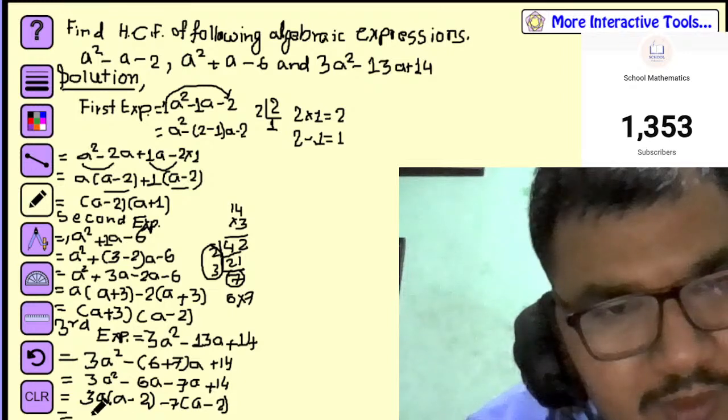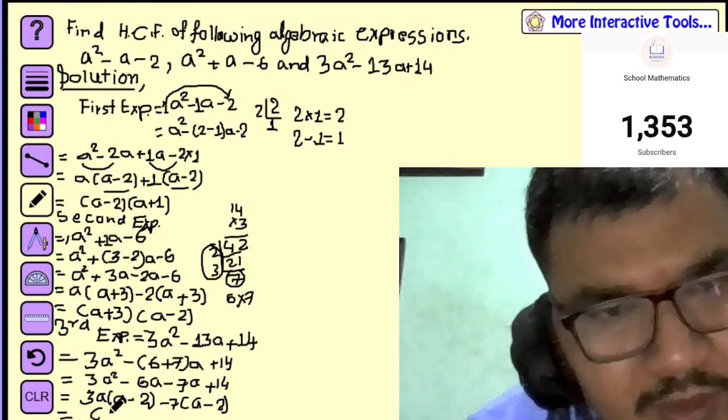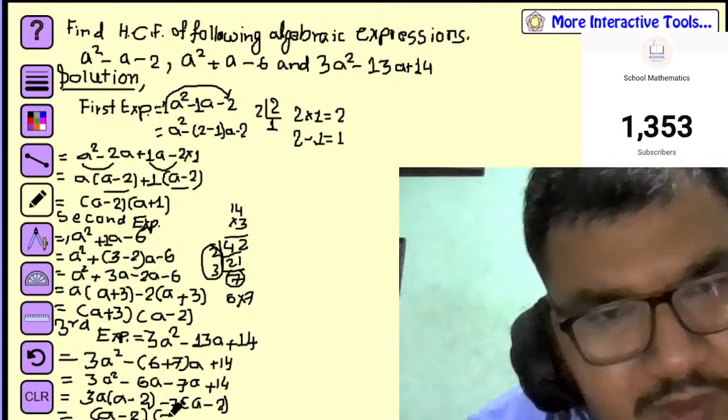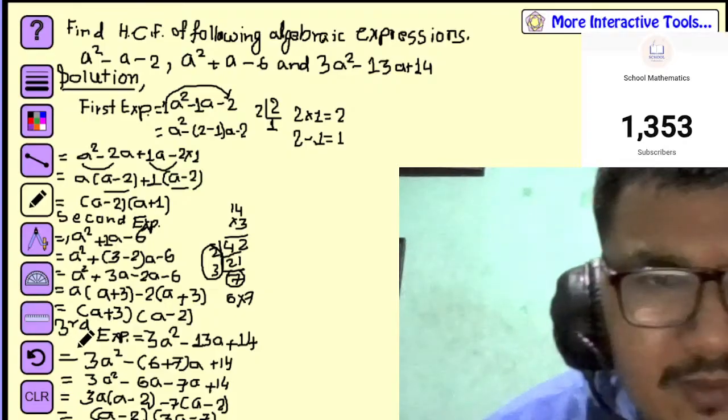And now what is remaining here? Here a minus 2 is common. Take a minus 2 common here. If you take a minus 2 common, then what is remaining? Here 3a remains, and minus 7 remains here. These are the factors for this third expression.